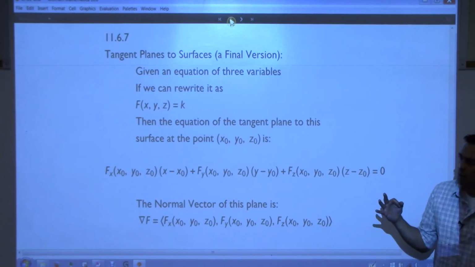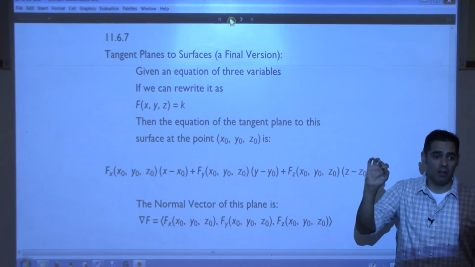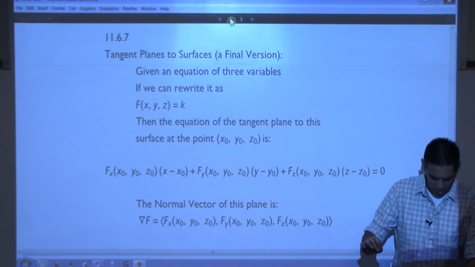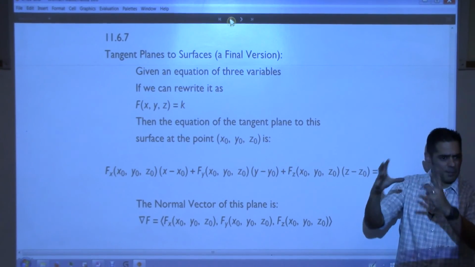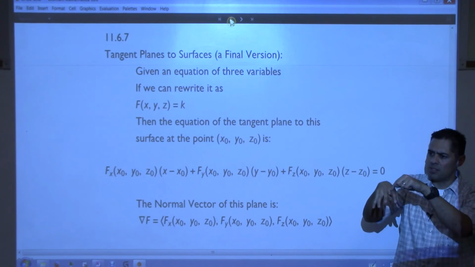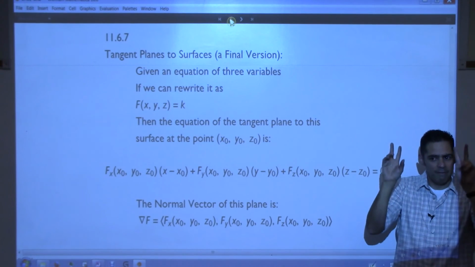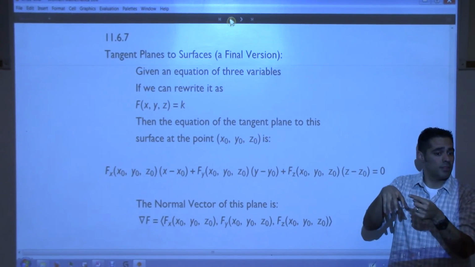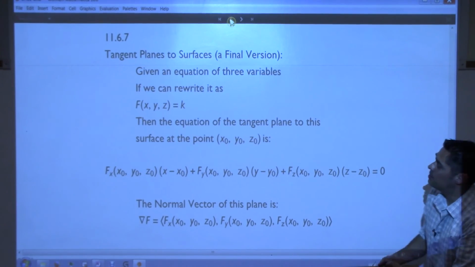X, y, and z. So you have to give me a point on the surface, x naught, y naught, z naught. Because this surface could possibly be like an ellipsoid, a ball, like a sphere. So you could have points on the top and the bottom. It's no longer a function of x and y. So you have to give me exactly where you are on this surface. Give me that point, that's x naught, y naught, z naught.